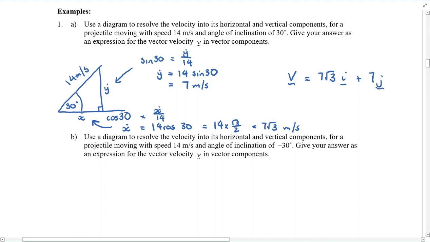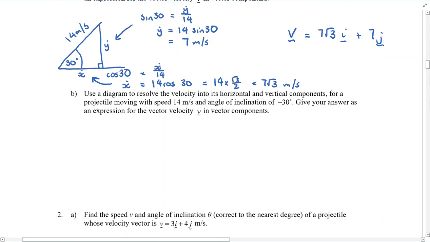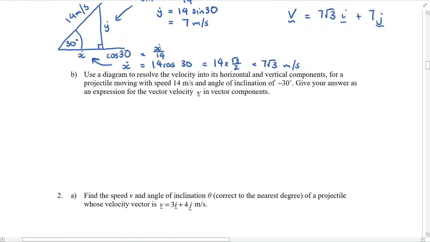And you will find that you will shortcut those first parts down quite a bit quite quickly because they will get repetitive. Part B. Use a diagram to resolve the velocity into its horizontal and vertical components for a projectile moving with 14 meters per second at an angle of inclination of minus 30 degrees. Give your answer as an expression in the velocity vector, in vector components.